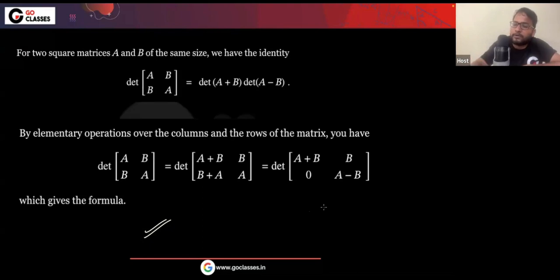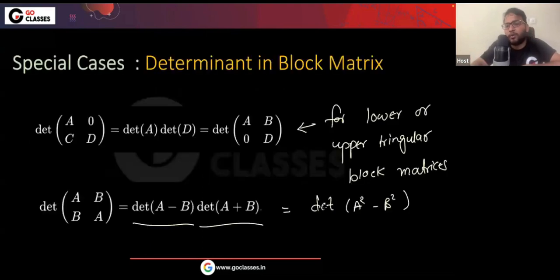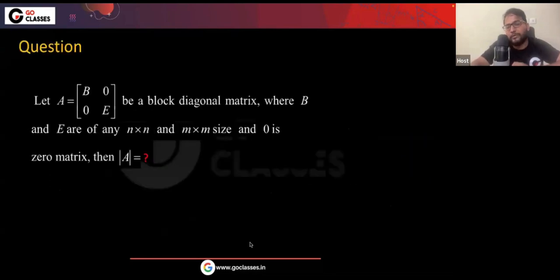Anyway, the proof is not necessary. I'm just telling you there are two special cases. If it is lower or upper triangular, then the determinant is the product of the diagonal blocks. If it is A, B, B, A, then the determinant is determinant of A minus B into determinant of A plus B. Actually, this case has been asked in GATE CSE. Generally, they don't ask you to mug up things like this, but this case has been asked in GATE CSE, and this is also mentioned at various other websites. So that's why I'm telling you this case. We will see this again with examples.